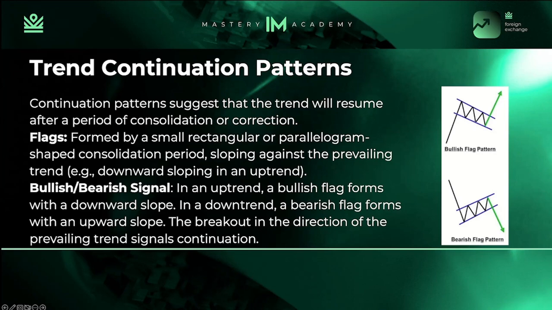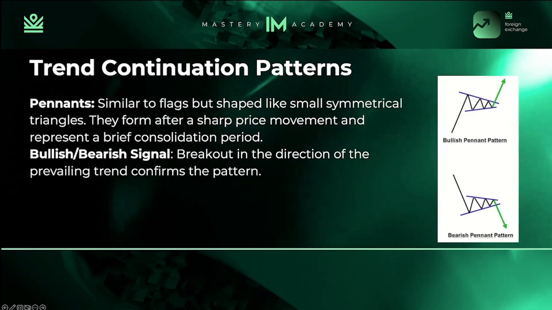And the bullish or bearish signal in these is that a bullish flag forms with a downward slope, and in a downtrend, a bearish flag forms with an upward slope. So it's like the opposite of the direction of the trend. And these are continuation moves. Now, the breakout in the direction of the prevailing trend signals a continuation.